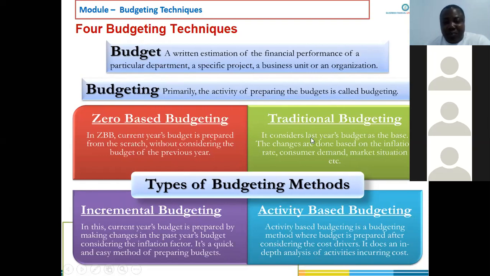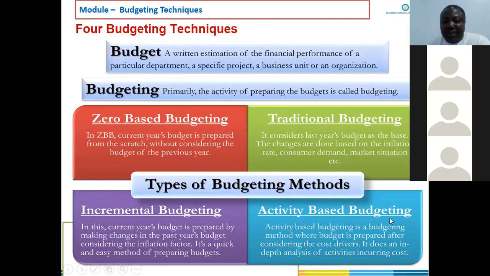Now let's look from here. I'll go this way, starting with traditional budgeting, because this is the first type of budgeting. It considers last year's budget as the base. The changes are done based on the inflation rate, consumer demand, market situation, etc. I will explain it in the next slide.